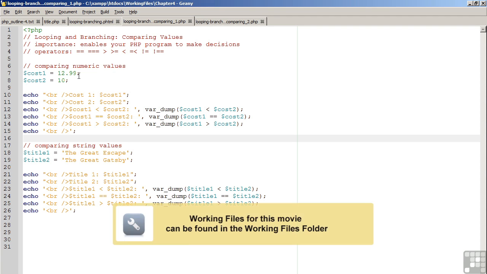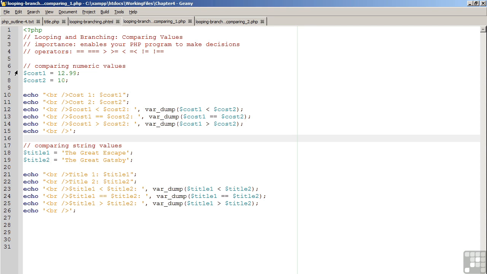Moving to the first code example, the first point to make is that comparing values allows your program to make decisions. This involves what's referred to as a comparison expression, which is typically used inside an if statement. The operators that are typically involved are double equal, which is for equivalence, triple equal, also referred to as identity equal, which checks both value and data type, greater than or equal, less than or equal, not equal, and not identity equal. Starting with our first comparison, we have two numeric values, $cost1 and $cost2.